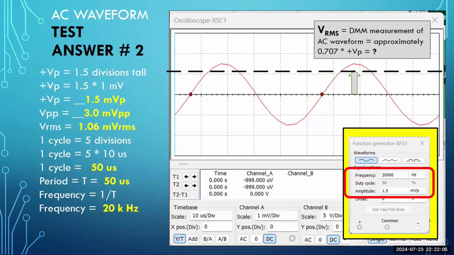How do we know whether these answers are correct? Take a look at my function generator. It shows frequency 20 kilohertz, 20,000 is 20 kilo, and the amplitude is 1.5 millivolt peak, which was our first voltage calculation. So, hey, good job figuring this out. This is really, really nice.